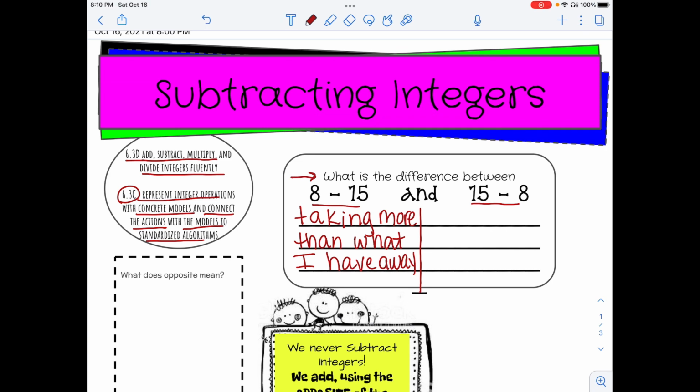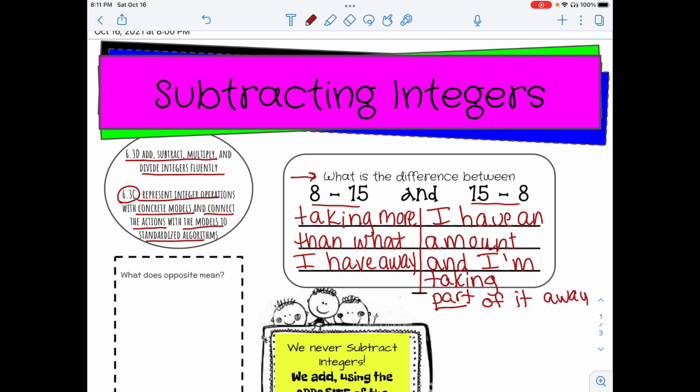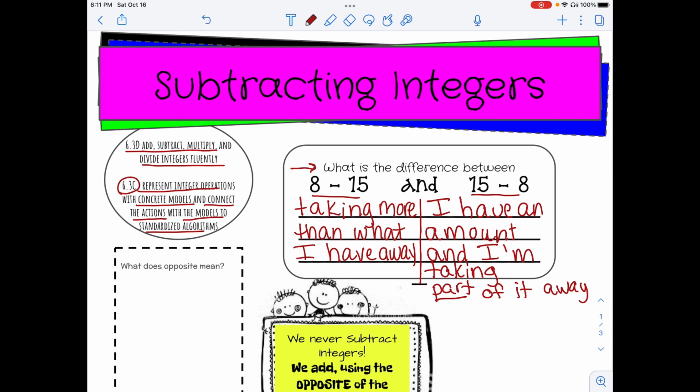Okay, so now I have 15 minus 8. Well, 15 minus 8, the difference is, I have an amount, and I'm taking part of it away. So if David had $15 and he gave his friend 8, he would have $7 left.